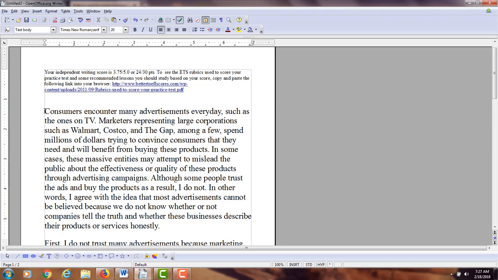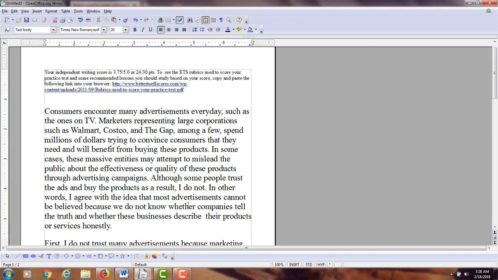Consumers encounter many advertisements every day, such as the ones on TV. Marketers representing large corporations such as Walmart, Costco, and The Gap, among a few, spend millions of dollars trying to convince customers that they need and will benefit from buying these products. In some cases, these massive entities may attempt to mislead the public about the effectiveness or quality of these products through advertising campaigns. Although some people trust the ads and buy the products as a result, I do not. In other words, I agree with the idea that most advertisements cannot be believed because we do not know whether or not these companies tell the truth and whether these businesses describe their products or services honestly.